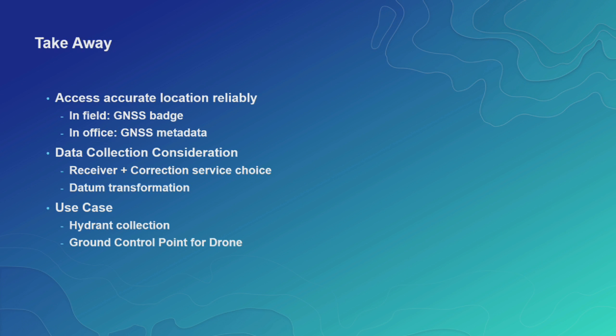And also we shared some successful stories about using Cha­racter for hydrant corrections, or you can correct ground control points for a drone. And we really look forward to your success stories using your own projects.